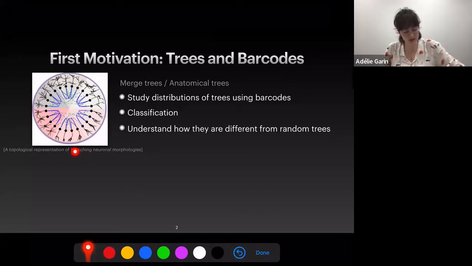It has been used, for instance, in this paper with an application to neurons, to classify different types of neurons that, for two types, two neuroscientists did not really agree on whether they were the same neuron or not. So that's useful for classification, and also to understand how those trees that we can see in nature may be different from random trees.